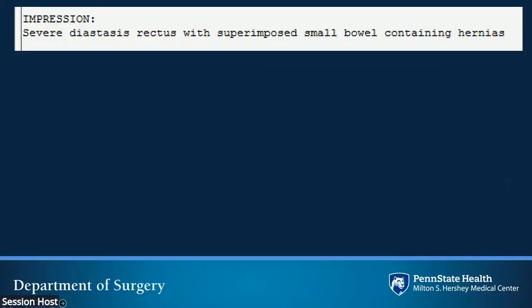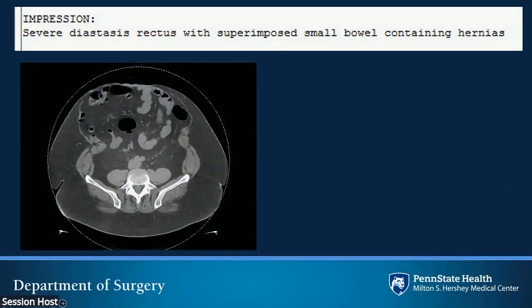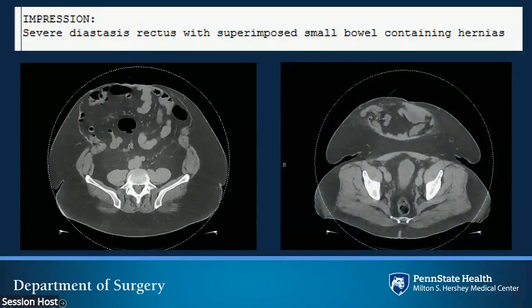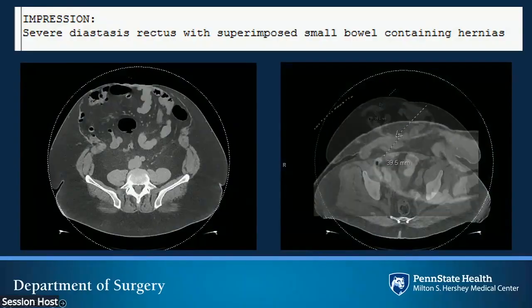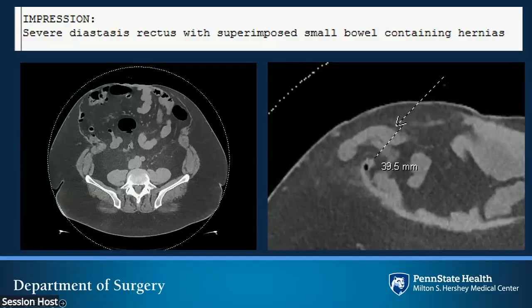And every time I give a radiology talk, I just go back to cases from the week before. So this is a patient that I saw in clinic last week, severe diastasis rectus with superimposed small bowel containing hernias. Well, that sounds easy to fix. Hey, wait a minute. That's not a diastasis. That's a really big hernia. That's the hernia that radiology is reporting, okay?